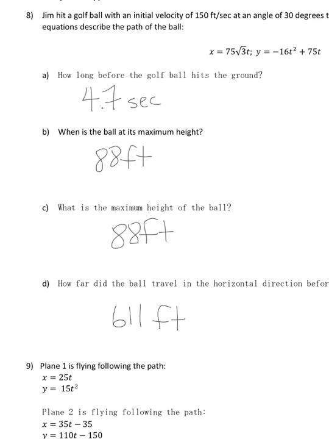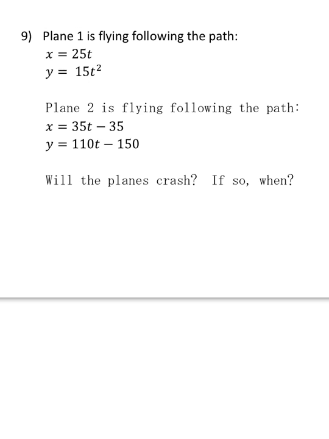All right, number 9. Plane 1 is flying the following path. In this question we have two parametric equations, and we're going to graph both at the same time in our graphing calculator. We're going to see if those two paths cross, and if so, when. So let's go ahead and enter our two equations into our graphing calculator. You're going to enter them the same way that you entered the other one.